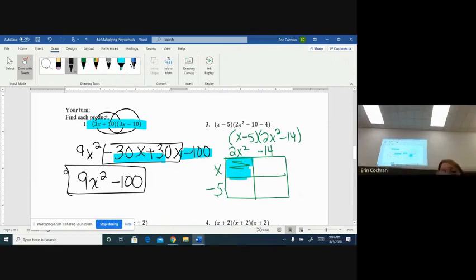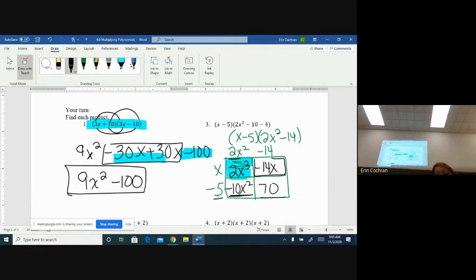All right. So my first one, 2x squared times x, 2x to the third. Good. Over here, we're taking x and negative 14, which is negative 14x. Down here, we have a negative 5 and 2x squared, which is negative 10x squared. Good. And then a negative 5 and a negative 14 is a positive 70, right? Yeah.